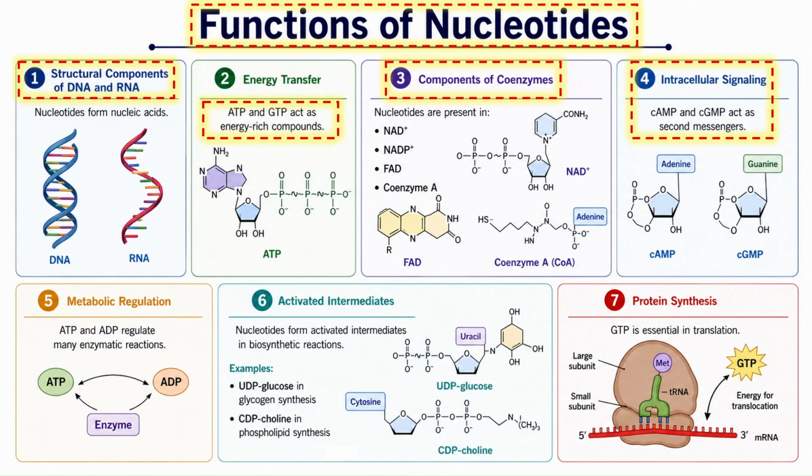The fifth function is that ATP and ADP regulate many metabolic reactions. Then the sixth function is that nucleotides form activated intermediates such as UDP glucose in glycogen synthesis and CDP choline in phospholipid synthesis. Finally, GTP is essential during protein synthesis, especially during translation for energy purposes. So these are the 7 functions of the nucleotides.